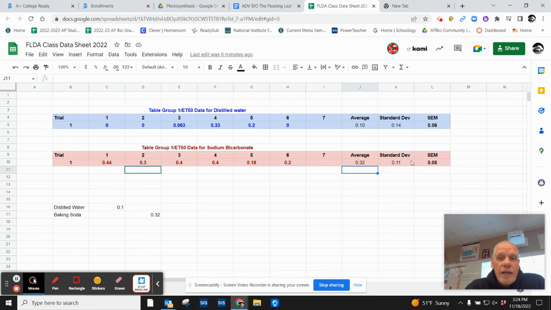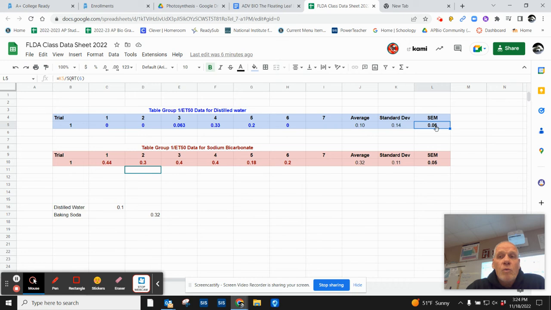So 2 times this would be 0.1. So the error bar on this one would go up to 0.42, which is 0.32 plus 0.1, and it would go down to 0.22, which is 0.32 minus 0.1. Okay, this one up here would be 0.06. We double that.